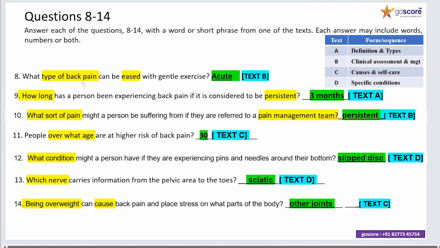So the 8th one: what type of back pain can be eased with gentle exercise? We have to find out the type of back pain. Don't get confused about whether you need to look in text A or text B, because of the word type. No need to be confused, because they have asked what can be eased with gentle exercise. That means the management, right? So definitely it is from text B.